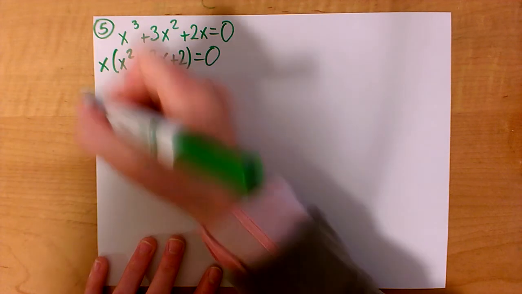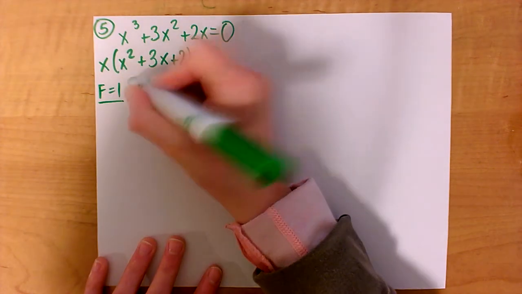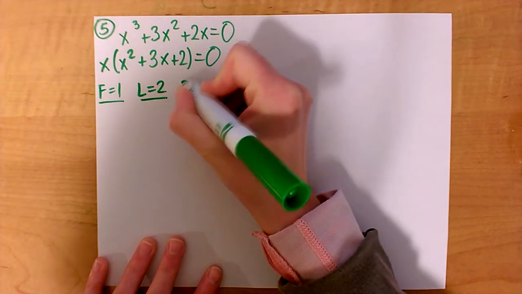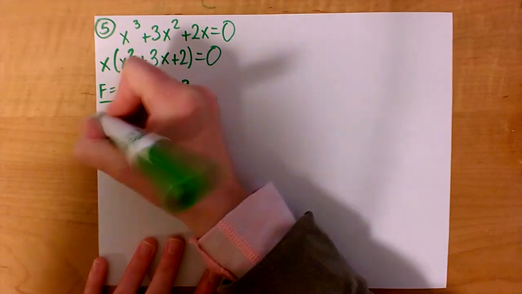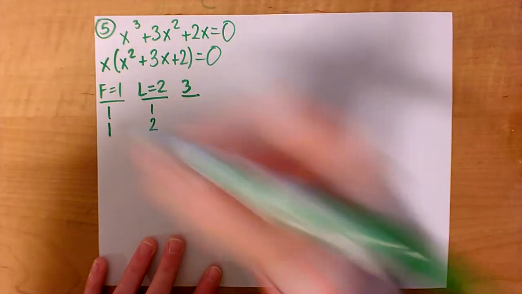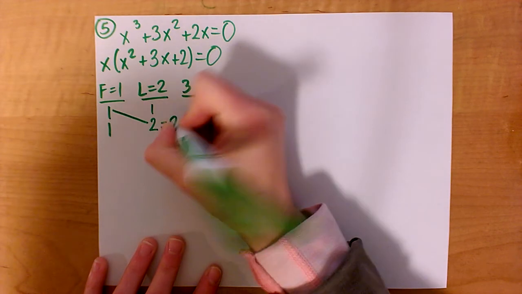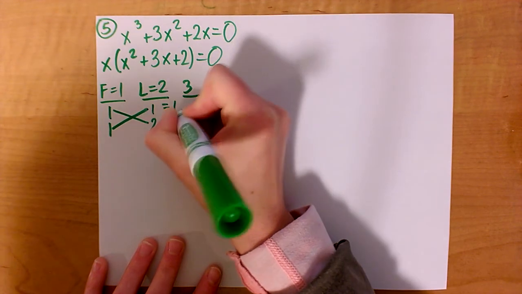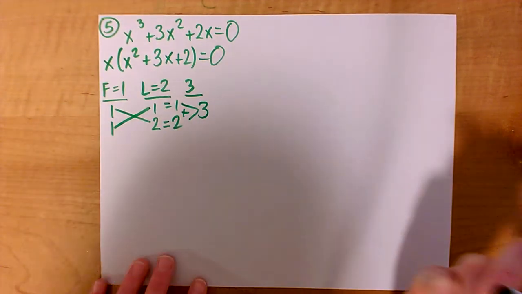So then we can factor this with first and last. First is 1, last is 2, and then in the middle we have 3. So my factors of 1 are 1 and 1. My factors of 2 are 1 and 2. If we cross multiply, 1 times 2 is 2, 1 times 1 is 1. Add those up, and we get 3.